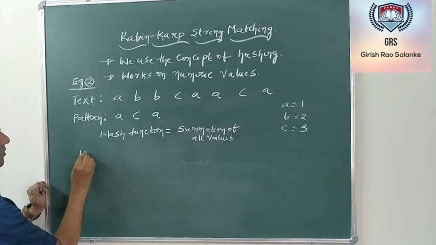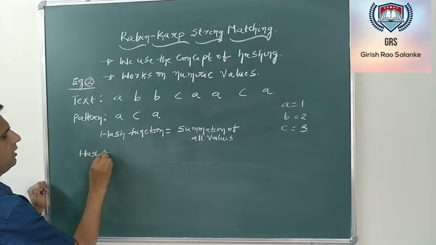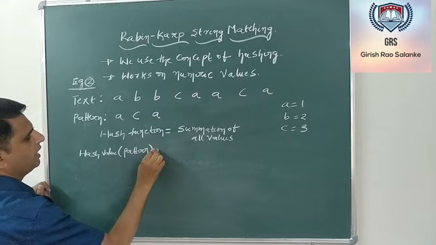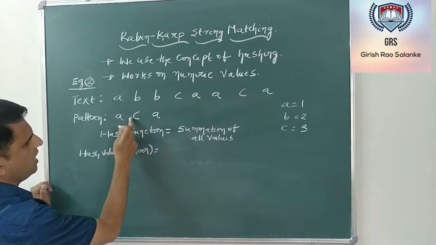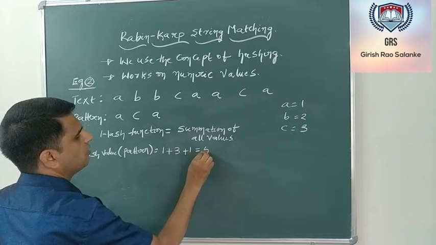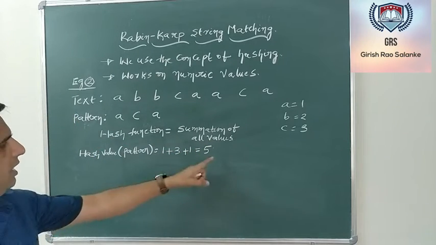Now I will find the hash value of my pattern. So what is the hash value of my pattern? My pattern is ACA. So this is nothing but 1 plus 3 plus 1, which is 5. So the hash value of my pattern is 5.